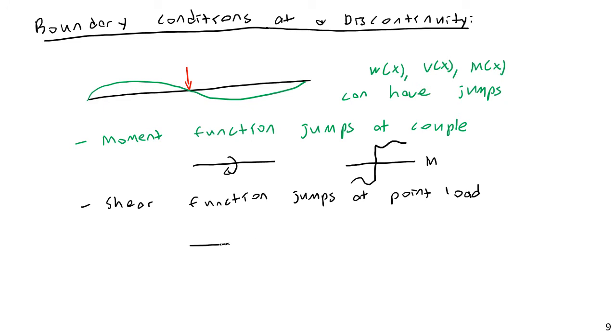So if you have a point load, this is your actual beam, you have a point load, well, your shear function would look something like this. This is your zero line. Maybe your shear function comes along and goes like this. It drops. Those are sharp jumps in the shear and moment function. Now, theta of x and y of x can have discontinuities, but they will not have sharp jumps.